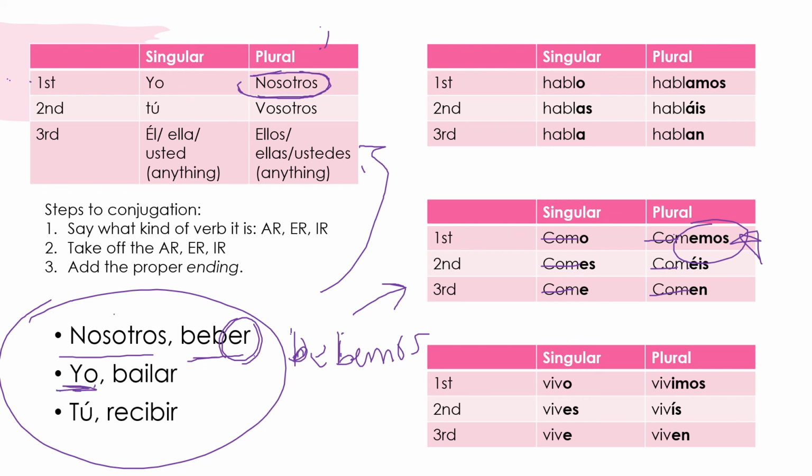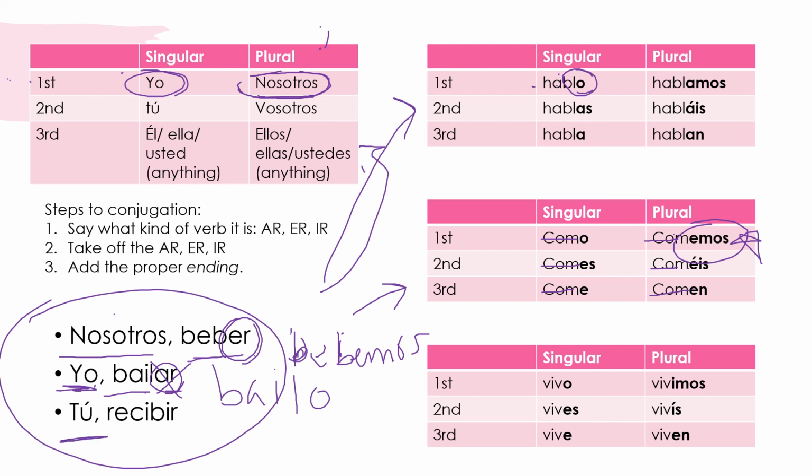All right, do the same thing with bailar. So yo. What person is that? First person singular. And our verb is bailar. It's an AR verb. So I'm going to go up to my AR verb endings. And I'm going to go to my first person singular, which is an O. So we're left with bail, because remember we take off the AR. We're left with bail. And then we have a new O to put on the end. All right. Let's do one more example here.